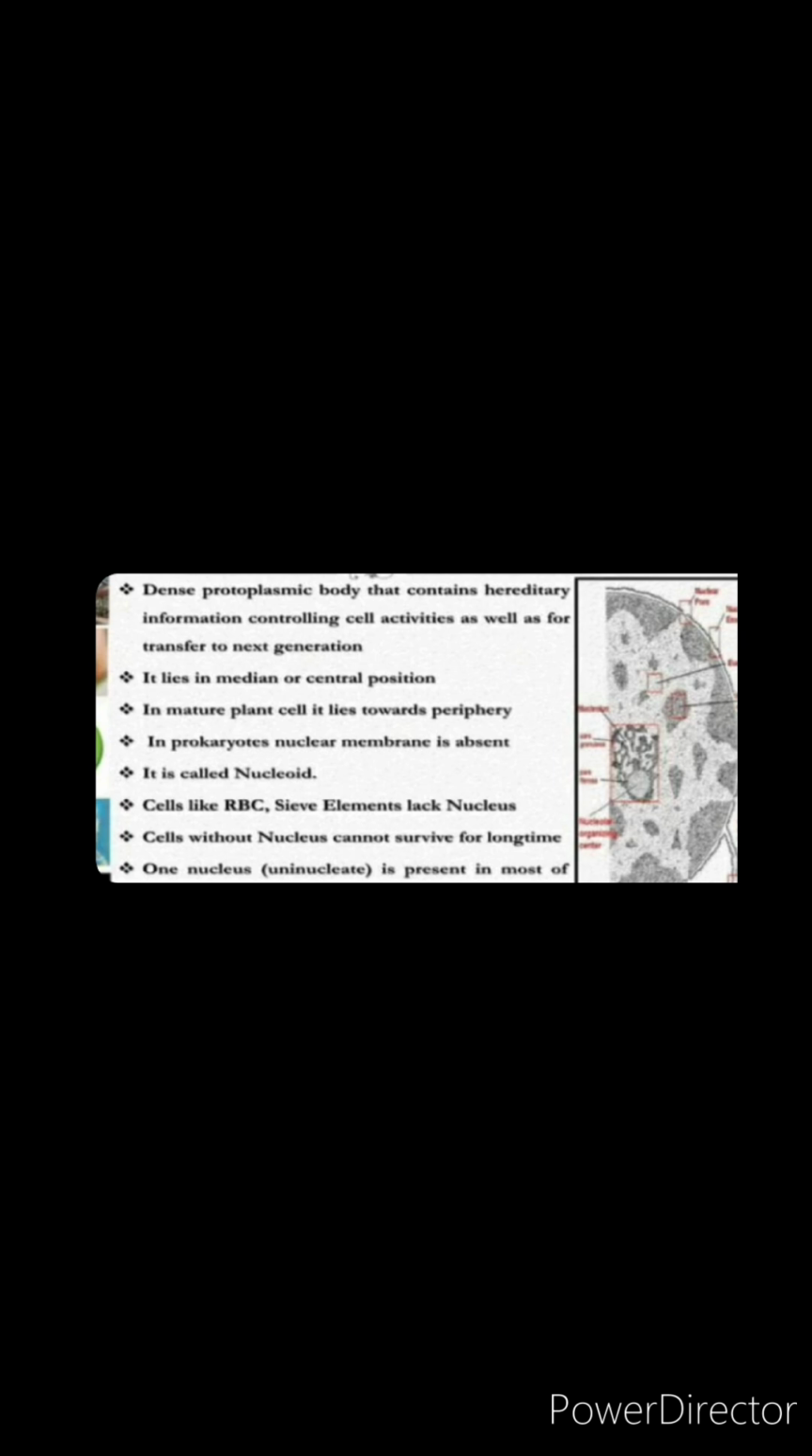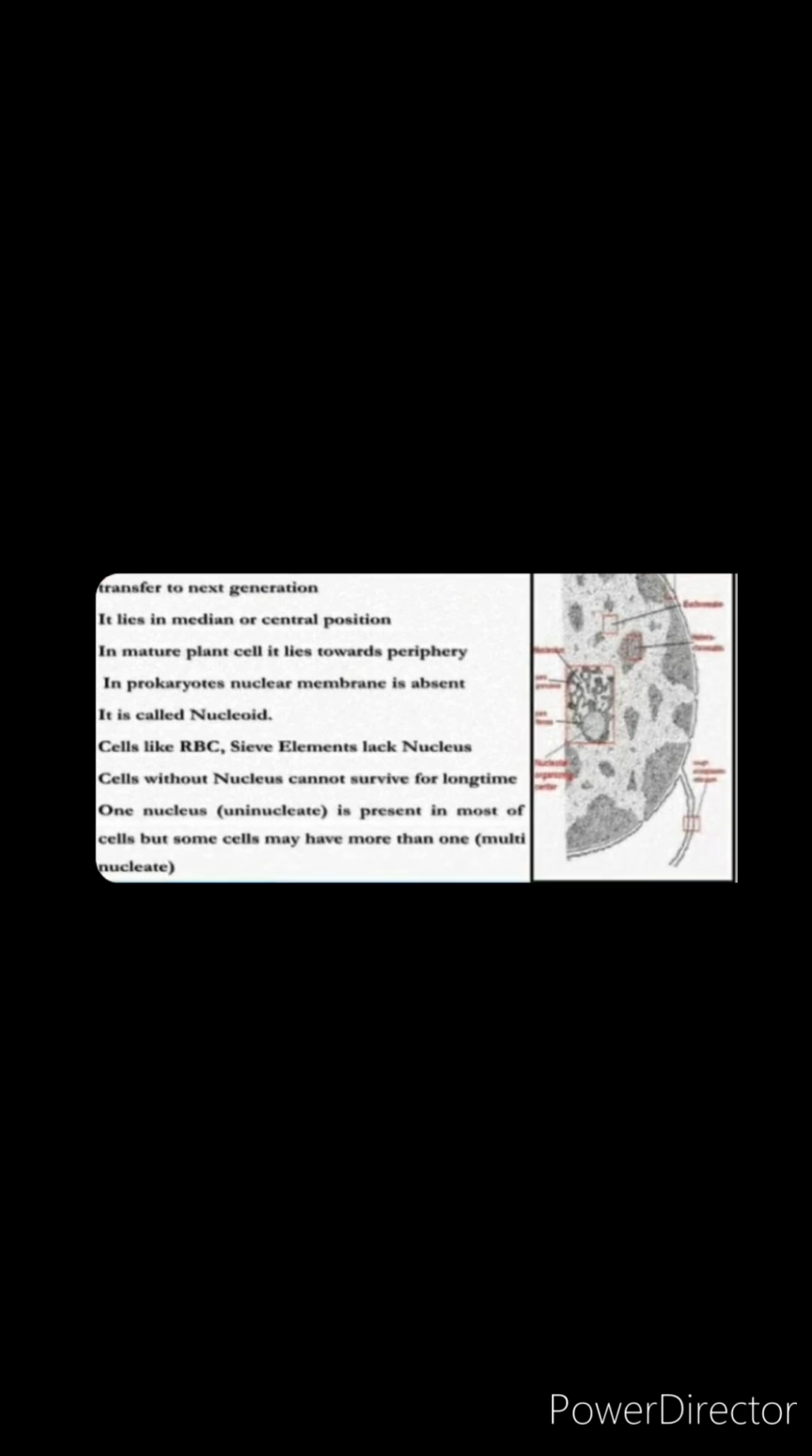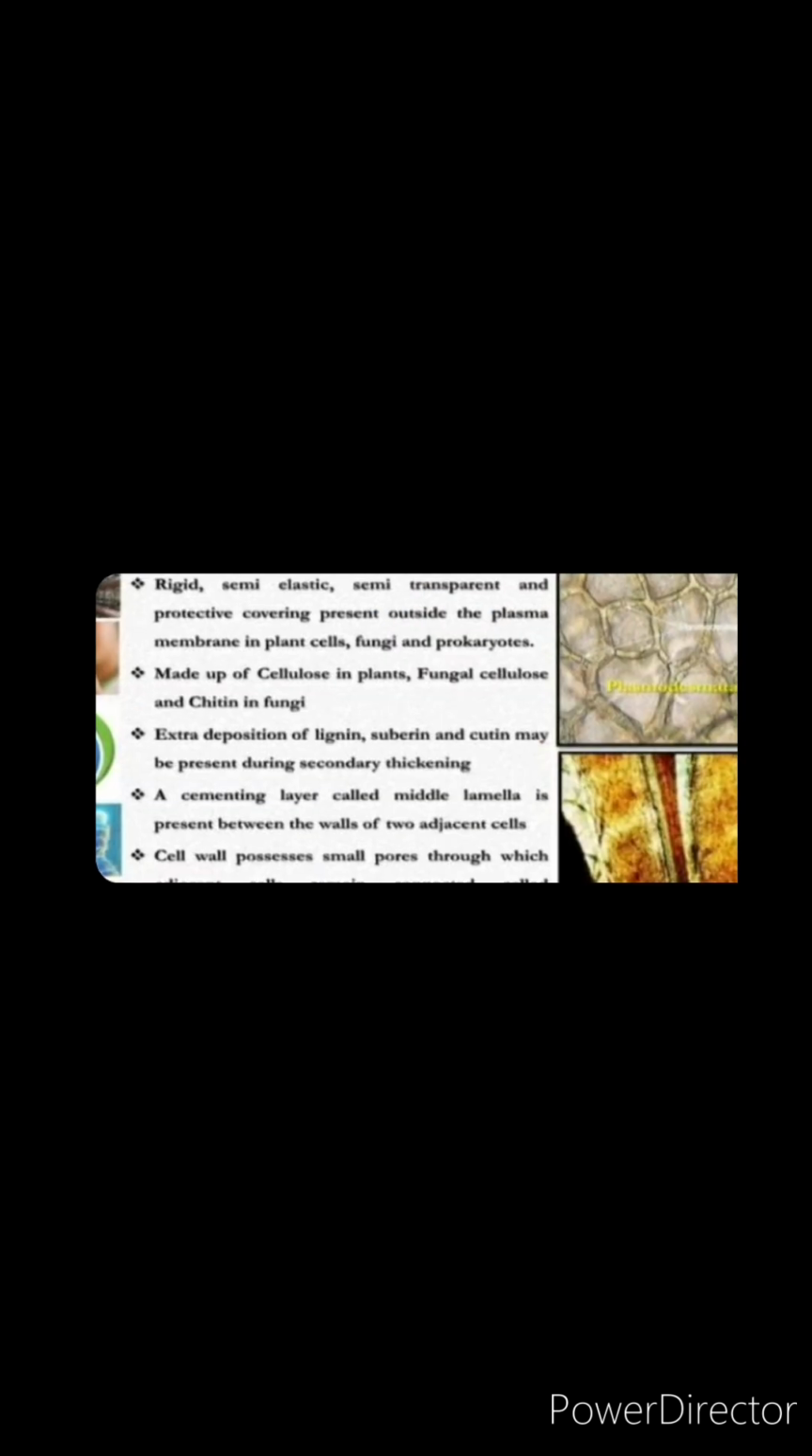And cells like RBC are without a nucleus. A cell without a nucleus cannot survive for a long time. In RBC the nucleus is not there. That's why RBC requires good nutrition to regenerate in our body. That's why we must take a good amount of nutrition that will create new RBC cells in our body, which are a good source of hemoglobin. One nucleus, that is uninucleate, is present in most cells, like paramecium, amoeba, etc. Then we will discuss the cell wall.